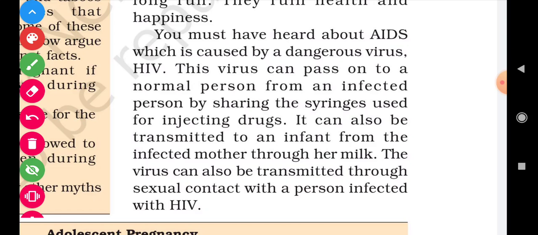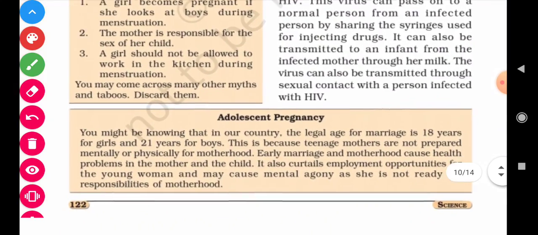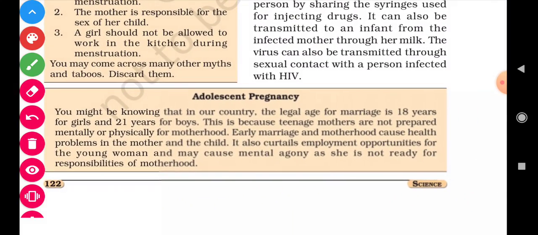It can also be transmitted to an infant from the infected mother through her milk. The virus can also be transmitted through sexual contact with a person infected with HIV. So these are the possible causes. First is infected syringes. Second is an infant feeding on milk from an infected mother, and third is sexual contact with a person who is infected with HIV. So these are the three ways through which a person gets infected with the HIV virus.